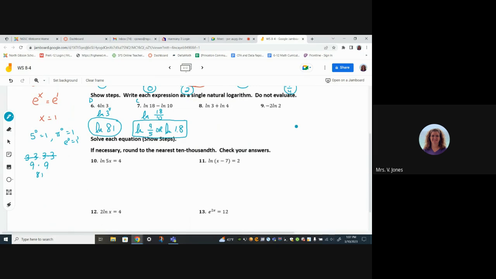When we're adding natural logarithms, you look at the properties, you multiply the 3 times the 4. So this is natural logarithm of 12.